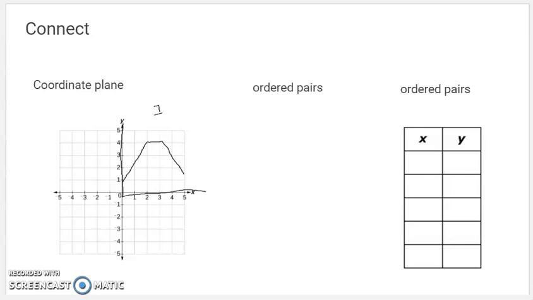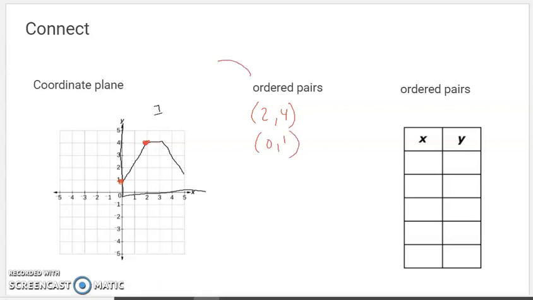Ordered pairs are how we notate where certain locations on the graph might be. Like if I want to talk about this point right here, I go to the x coordinate on the x-axis and then the y coordinate on the y-axis, and that would be ordered pair 2, 4. And if I want to talk about where we start, that is 0 on the x-axis, 1 on the y. Those are called ordered pairs. They're locations on the coordinate plane.